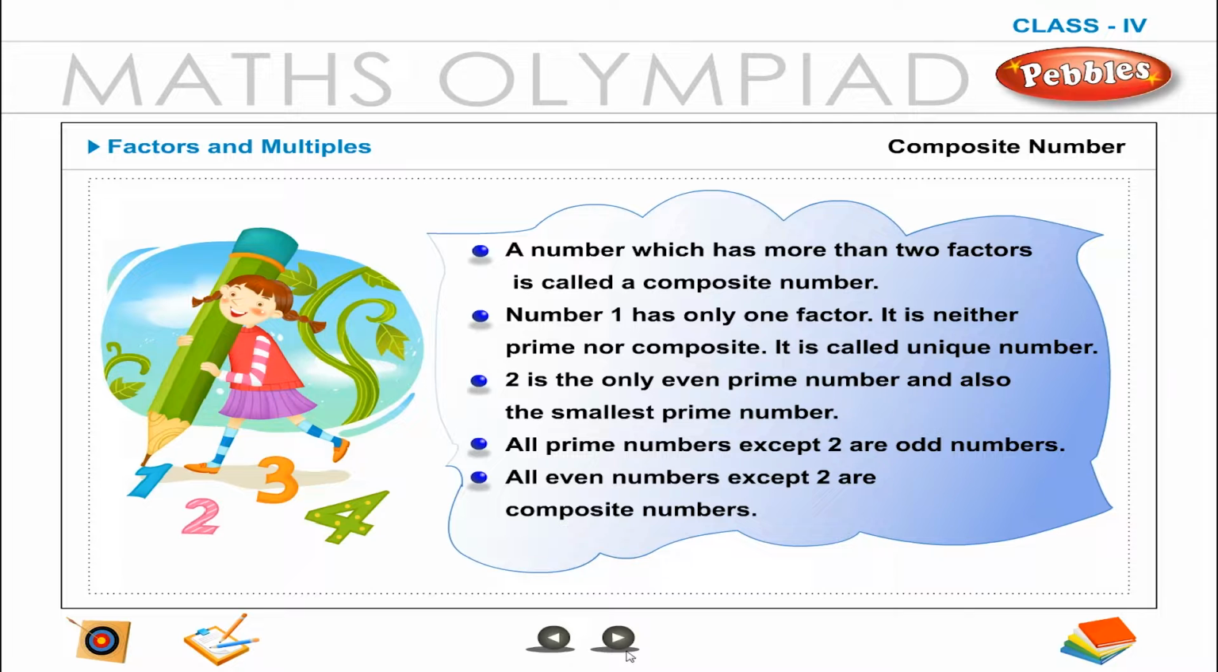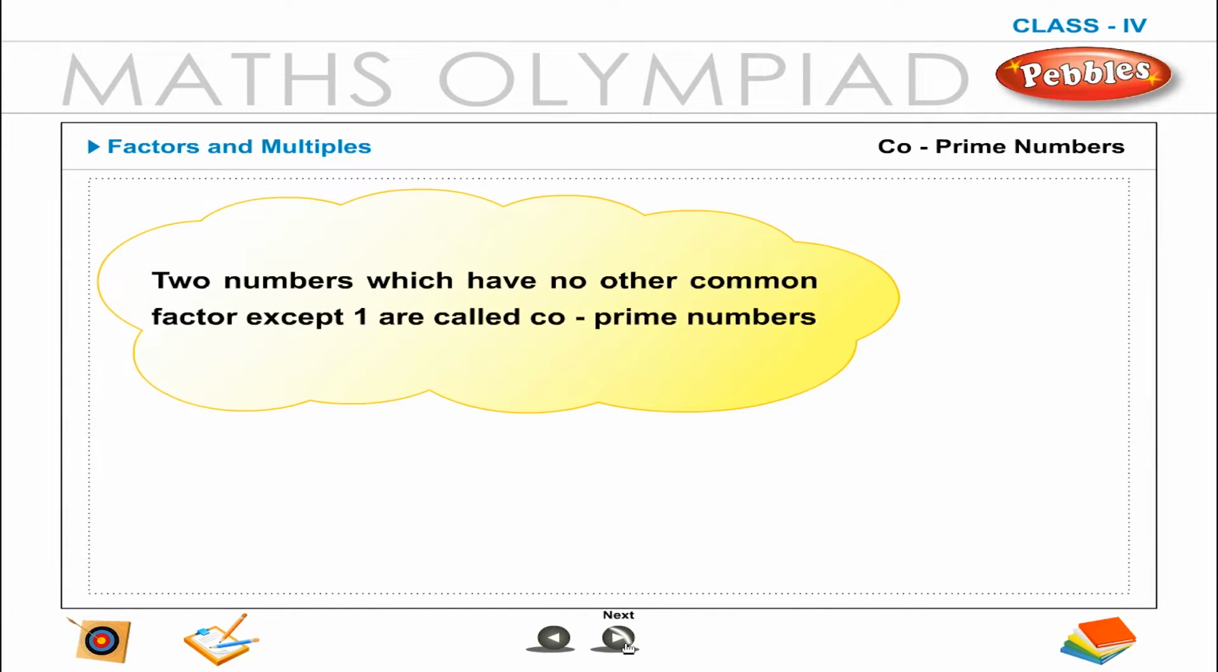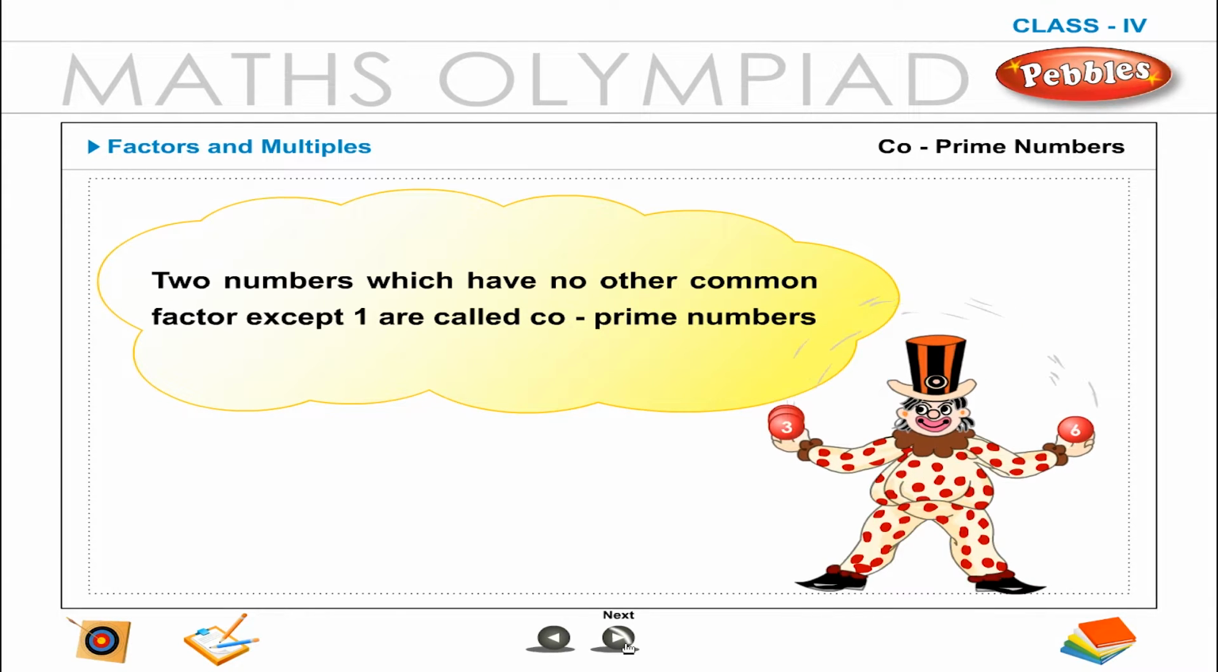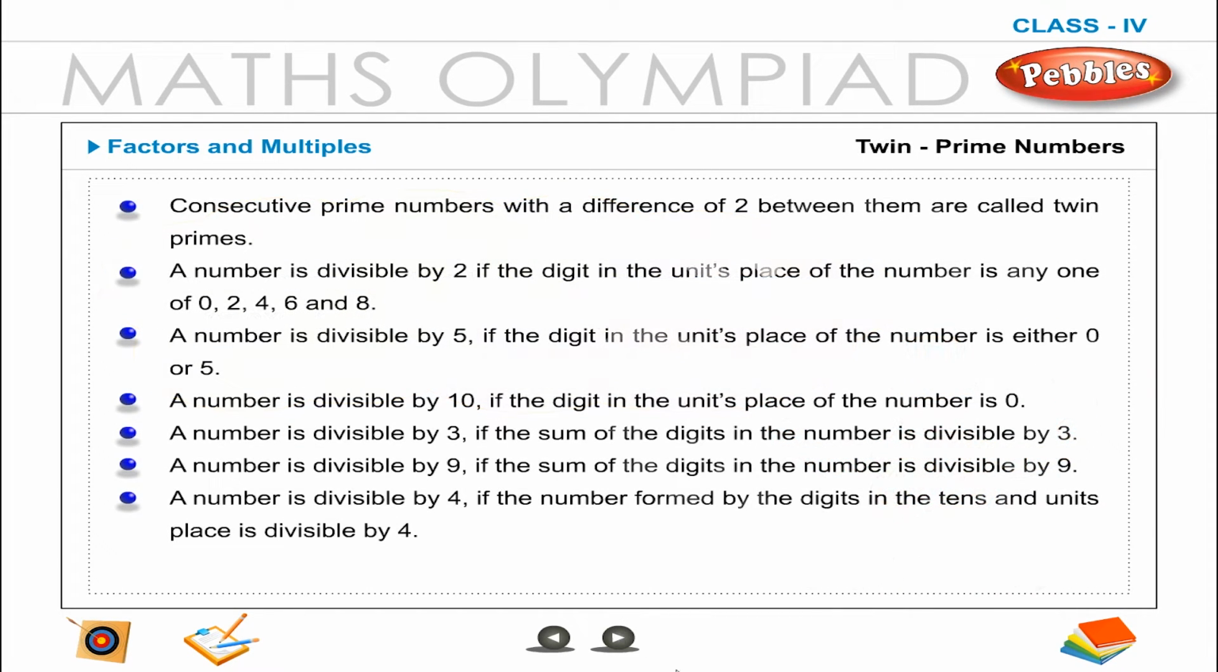It is called unique number. 2 is the only even prime number and also the smallest prime number. All prime numbers except 2 are odd numbers. All even numbers except 2 are composite numbers. Co-prime numbers. Two numbers which have no other common factor except 1 are called co-prime numbers. Twin prime numbers. Consecutive prime numbers with a difference of 2 between them are called twin primes.